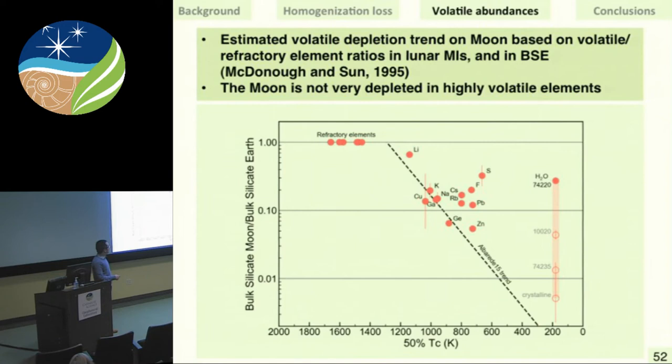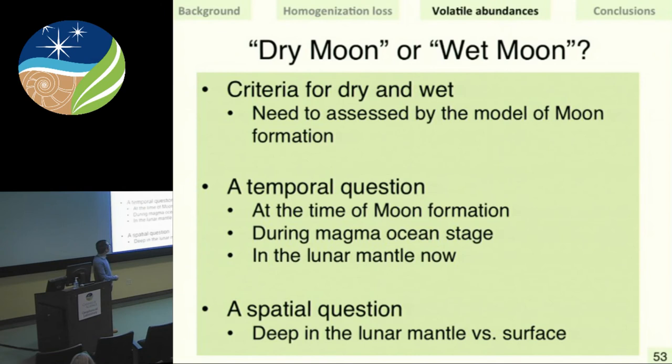The most distinct feature is that elements with half condensation temperatures lower than 700 Kelvin are not as depleted as one would expect. And we interpret 74-220 to be representative of water concentration in the lunar mantle. But the ratios for other samples are also plotted on the same diagram as comparison. So the lack of depletion in volatile elements in the lunar mantle tells us that we cannot simply rely on the half condensation temperature to interpret water concentration in the lunar mantle. And such a lack of depletion also requires the formation model of the Moon to either preserve volatiles or partially preserve volatiles during the giant impact, or deliver such volatile elements into the lunar mantle before the lunar magma ocean fully solidifies.